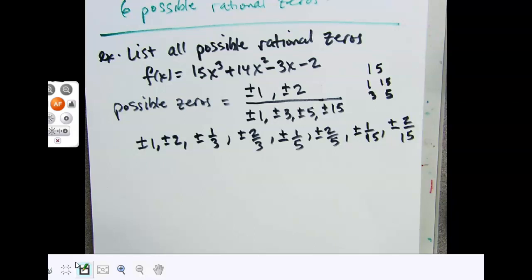Because not all of these are going to be zeros. As a matter of fact, at most 3 will be zeros. So that means 13 of these will not be a zero. So when we're looking at this through synthetic division, we don't want to work through this 13 times before we get one that works.